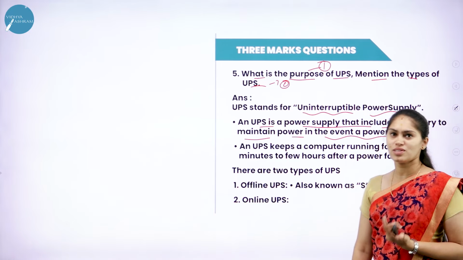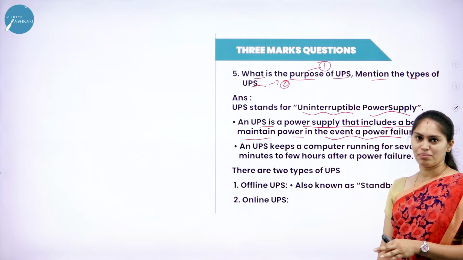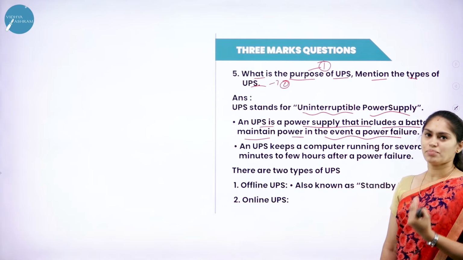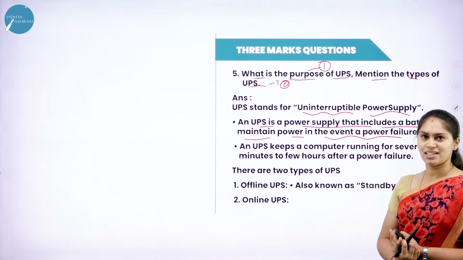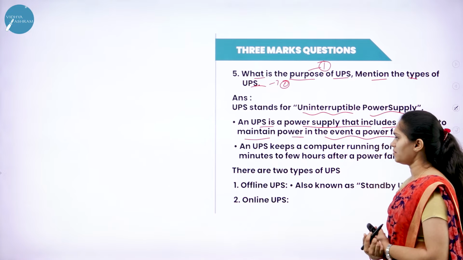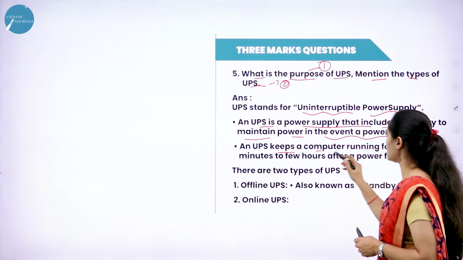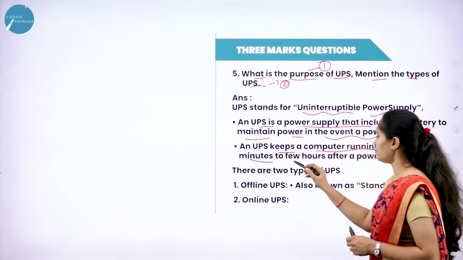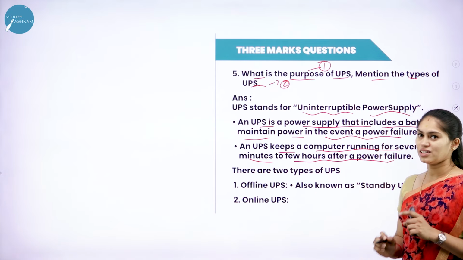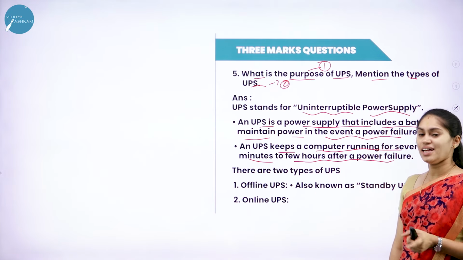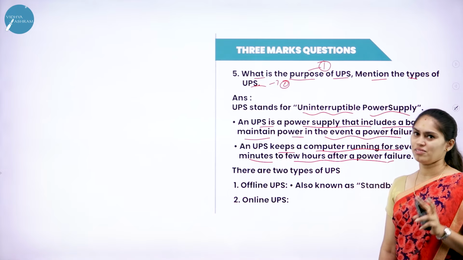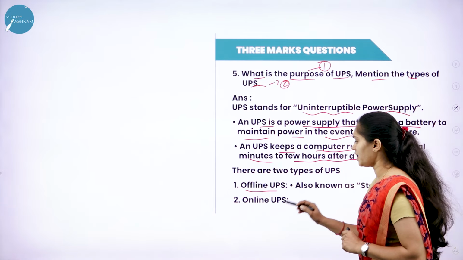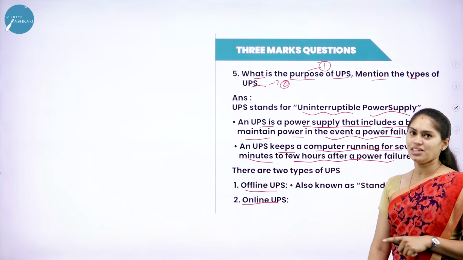If a power failure occurs, then this UPS will be used in order to give the electricity supply to the computer system components. So it is going to keep the computer running for several minutes to a few hours even after the power failure occurs. Then what are the types of UPS we have? We have 2 types. One is offline UPS and another one is online UPS.